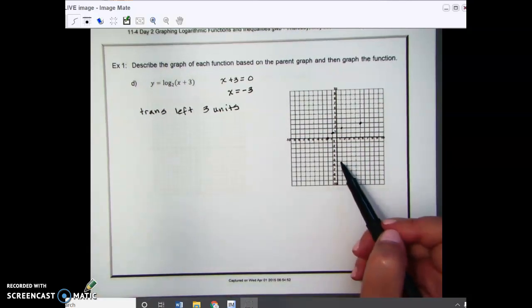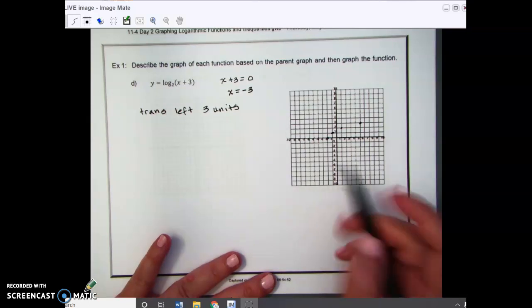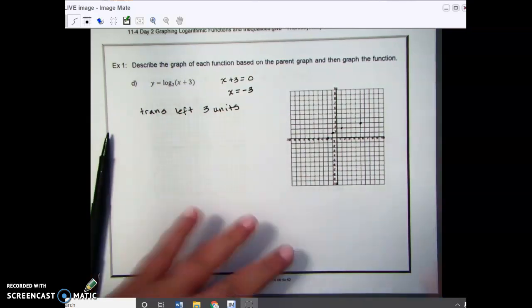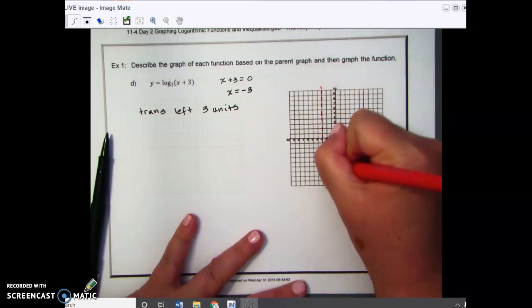So notice that the negative y-axis is no longer my asymptote. My asymptote actually moved 3 units to the left as well. So this is going to be my new asymptote here.